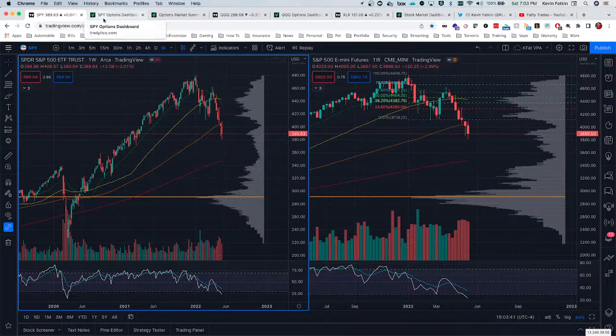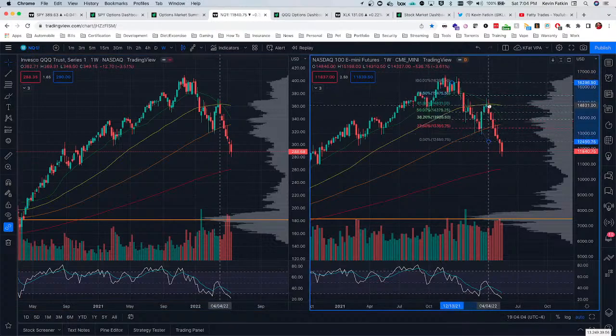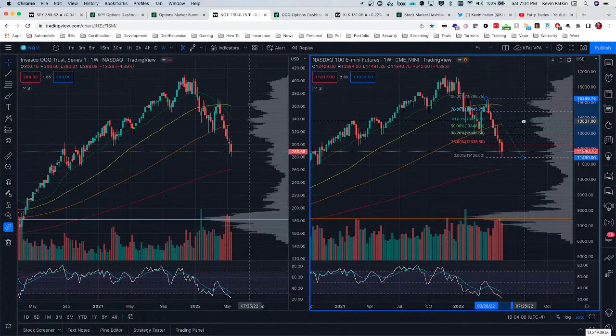But again, I don't want to make this video too long, so moving right along, let's do the same thing with QQQ. You can see I already have the fibs drawn here. This one's actually even cleaner. You could see we dropped down and then we went right back up to 61.8%.